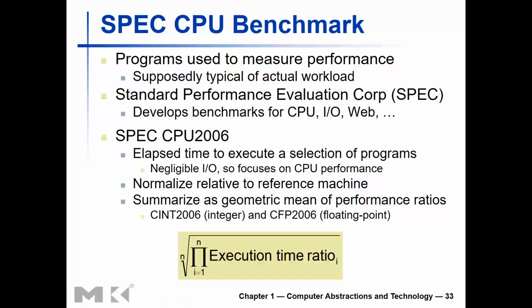Let's take a look at the CPU benchmark. What is a benchmark? A benchmark is a collection of programs used to measure the performance of the CPU. So let's say, for example, I need to measure the latest CPU from Intel, let's say 2020, and it's a collection of programs. Let's say I have three programs: program one, program two, program three, and then I run them on the Intel CPU.